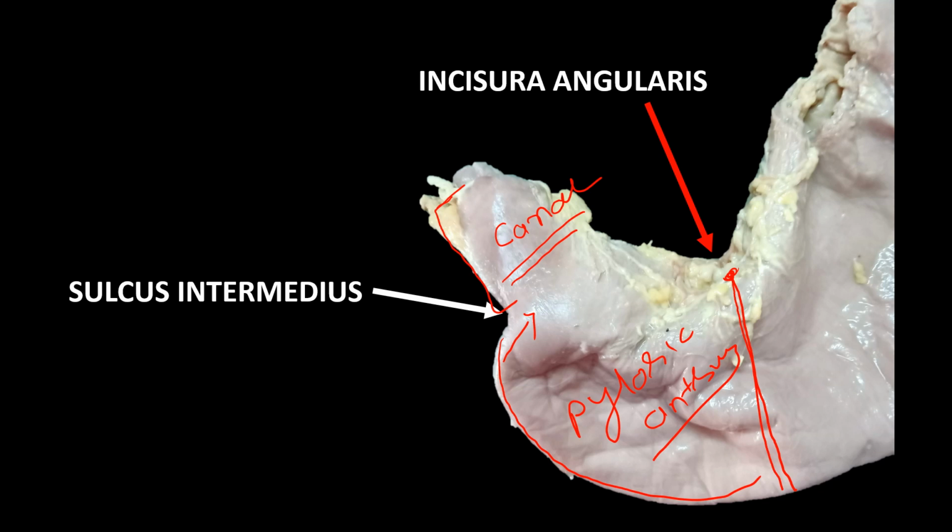So again, the pyloric part of the stomach is divided in two parts. One is the pyloric antrum and the other is the pyloric canal. Pyloric antrum is almost 7.5 centimeter long and pyloric canal is 2.5 centimeter long. Both parts are separated by sulcus intermedius. This part, specifically the pyloric canal, is covered by the muscular structure, so it is a thick nodular structure on palpation.